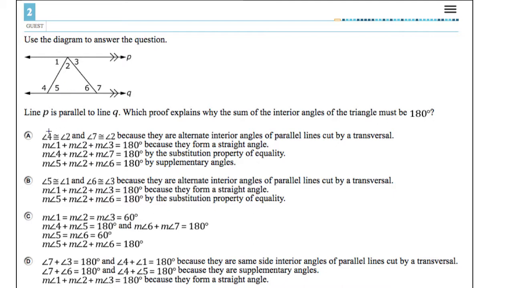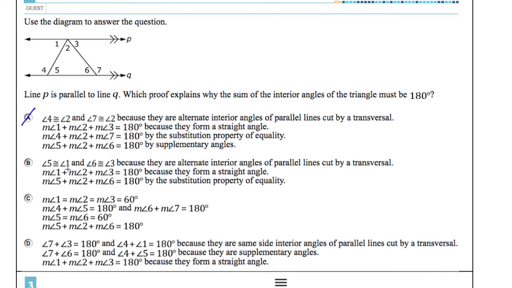It's saying that angle 4 and angle 2 are congruent. I mean, just right away, they don't even look congruent, and they're saying alternate interior angles. No, alternate interior angles would have been 4 and 2 and 3. Those would be alternate interiors if I added 2 and 3 and 4. So A is not correct. It's not even close.